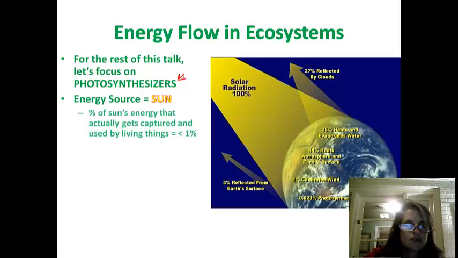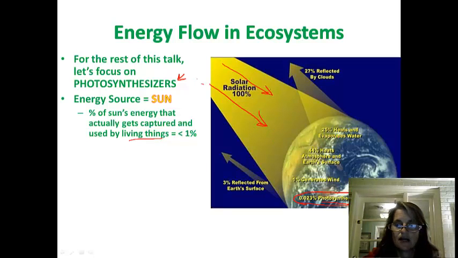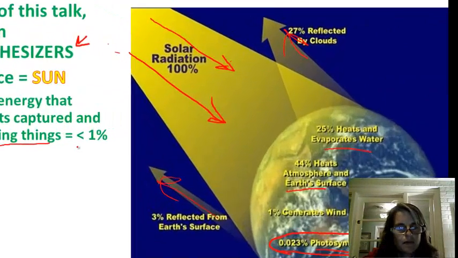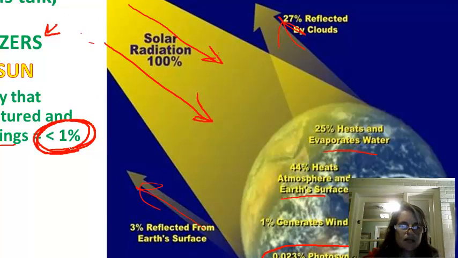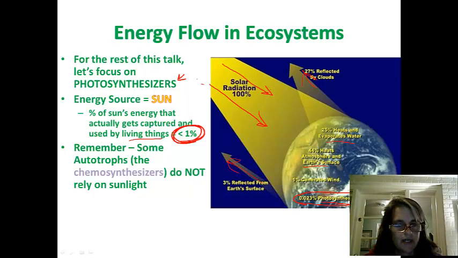Their energy source, of course, is going to be the sun. And interestingly, of all the solar radiation, all the sun's energy that comes down to Earth, very, very little of it. I mean, look at this. This graphic says 0.023% goes to photosynthesis, goes to living things. The rest of it is used just to heat the water vapor and the surface, and some of it gets reflected back from the Earth. Less than 1%, that's the number I want you to remember, less than 1% is actually captured and used by living organisms. That's an amazingly small amount, but if you consider all the energy coming from the sun, that's still probably a fair amount of energy, but not very much given all of the energy from the sun.